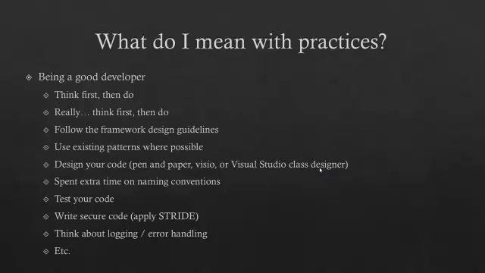Another good practice: write secure code. It is very difficult to write secure code. There are a lot of books around secure code, but you should apply STRIDE, which means that when you design your code, you should look for spoofing, tampering, repudiation, information disclosure, denial of service, and elevation of privileges. Okay, make sure that your code is built to resist those threats.